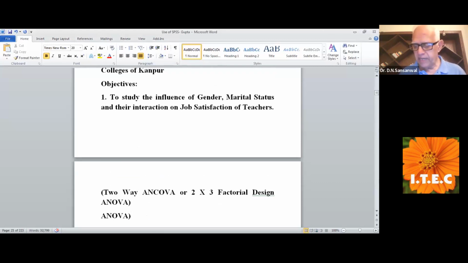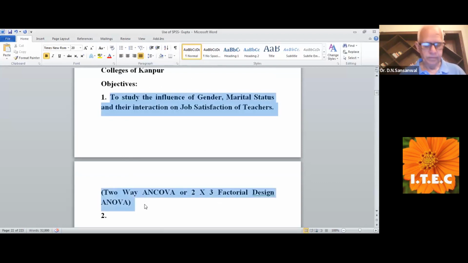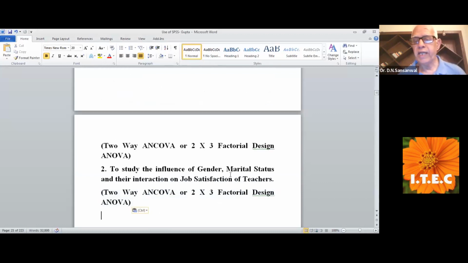Another objective can be to study influence of gender, locale, and their interaction on job satisfaction of teachers. So it can be 2 by 2 factorial design ANOVA.